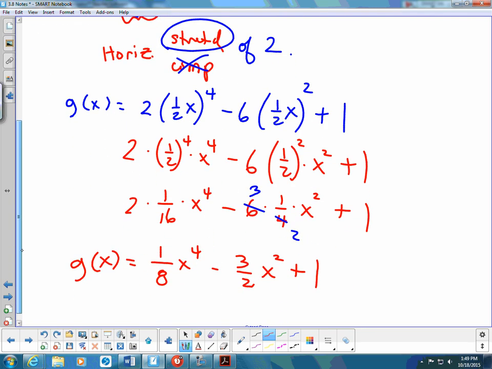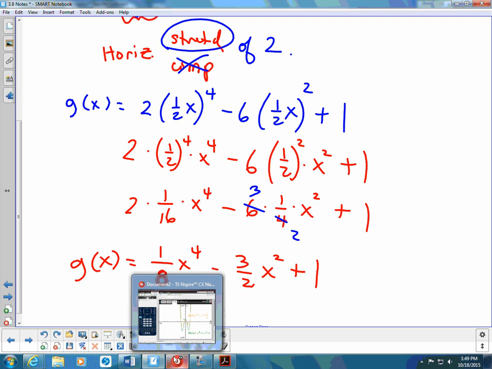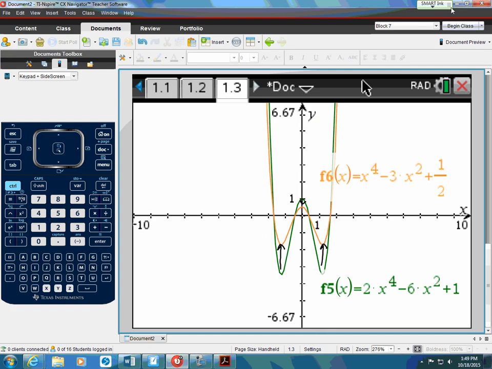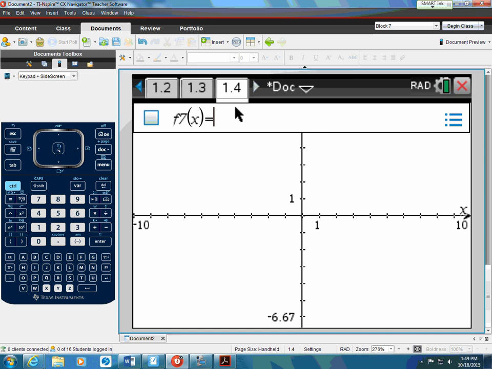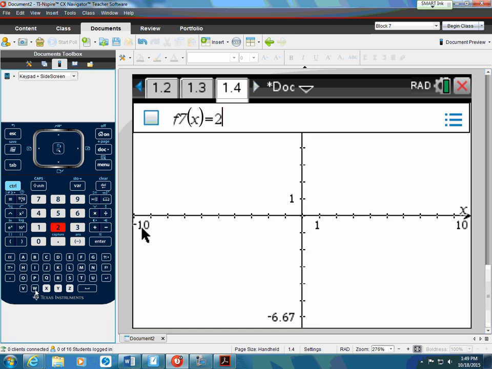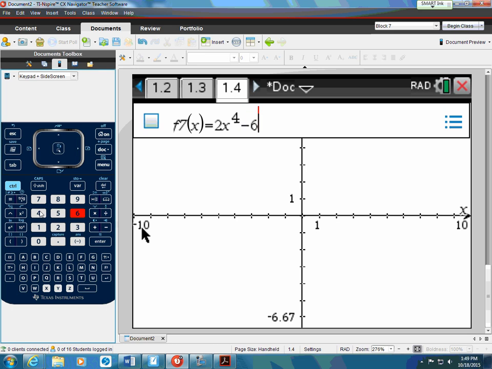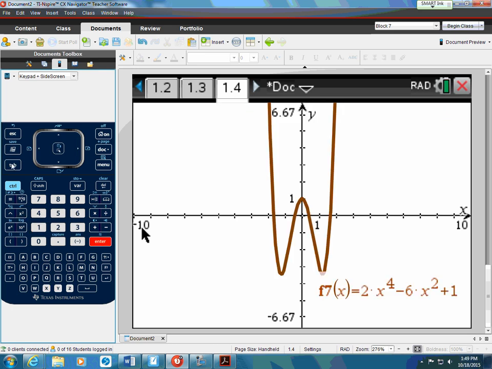And so we are going to graph our original and this one on the same axis and hopefully see a horizontal stretch of 2. All right, so our original function, we're adding a new page to our document. Our original function was 2x to the fourth minus 6x squared plus 1. So that graph looks like this.